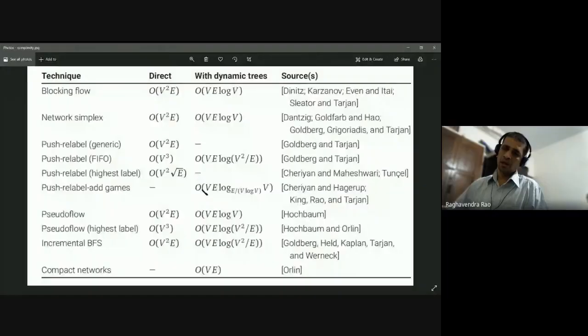Yeah. So this is something I took from Erickson's book. So these are the kind of algorithms for network flows. Okay. So there are lots of algorithms. Basically, like I said, it is essentially about choosing the augmentation path and so on.